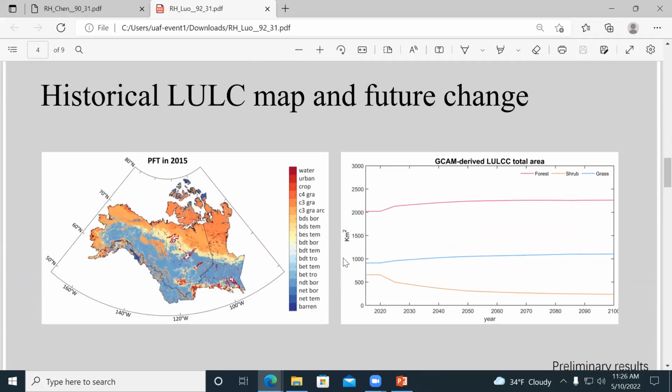Due to the time limits, I just want to quickly show some of our preliminary results. The left figure shows the map for the 18 plant functional types over the above domain in 2015. And on the right, we see forests will expand and offset the area of shrublands in the future decades in the above domain under the SSP126 scenario. Note this LULCC is purely driven by socioeconomic factors, not by ecosystem dynamics.